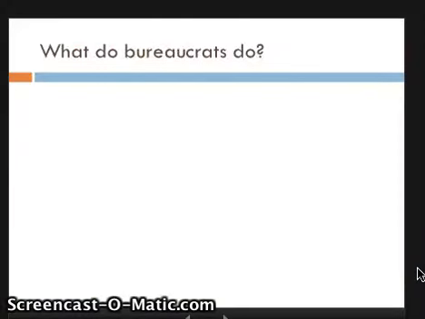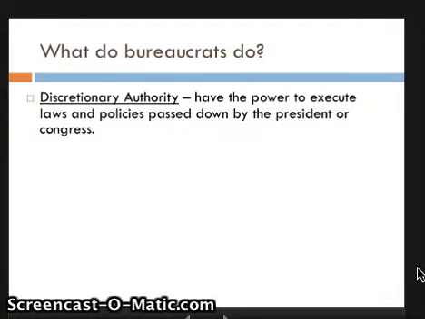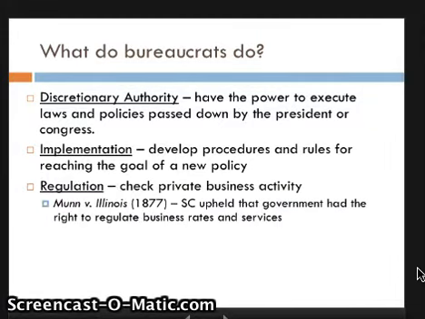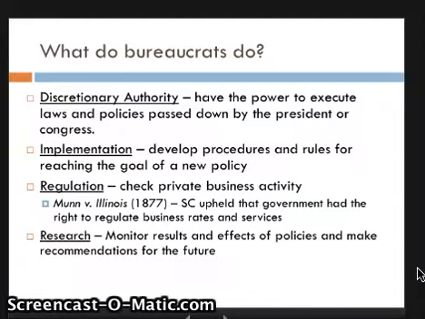Now, what do they actually do? What are the major things that bureaucrats do? First, they have discretionary authority. This is the power they have to interpret the laws in actual situations. So as I said, they're in charge of implementing, which does mean they actually develop more rules for reaching the goal of a new policy. If a law says all children must be able to read by 2017, their job is to figure out, well, how do we actually do that? Regulation, so they'll check private business activity. So they're making sure that businesses and people are following the laws. And research, as I said, they monitor.